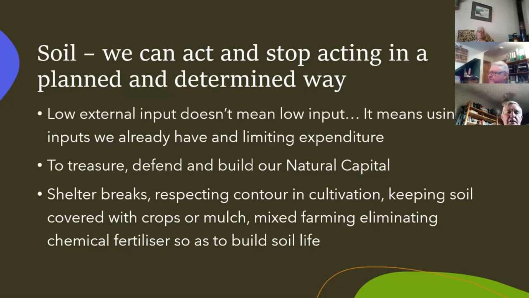If you go on to a lower external input system, and by that I mean buying off the back of a wagon, you have to look at planning and working hard internally on the farm. And that, to me, means looking at how can you maximize everything on the farm?